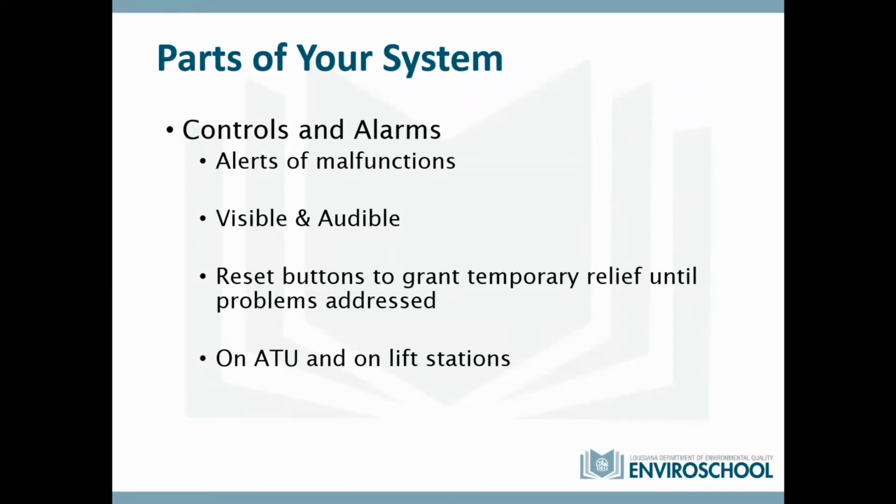Quite a few of the systems actually have controls and alarms, and basically they tell you when something's going wrong, and you should be able to see and hear them. They'll have a little red light, sometimes a buzzer, and a button to turn them off. But if you hear that buzzer or that light is lit, don't turn it off and just walk away. That means something is going wrong.